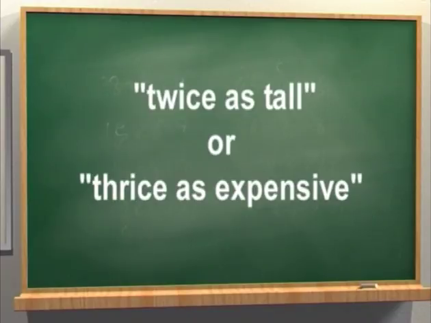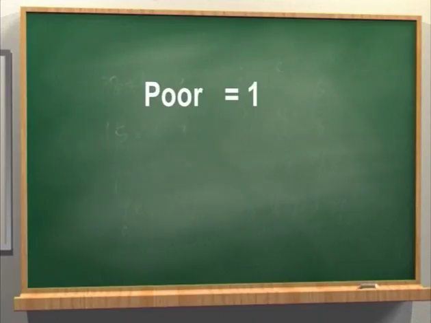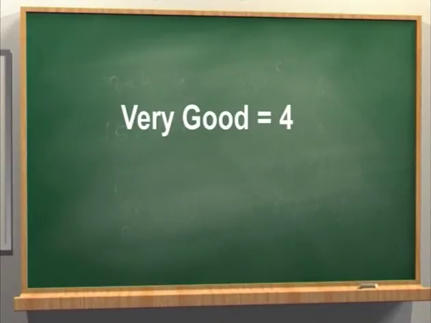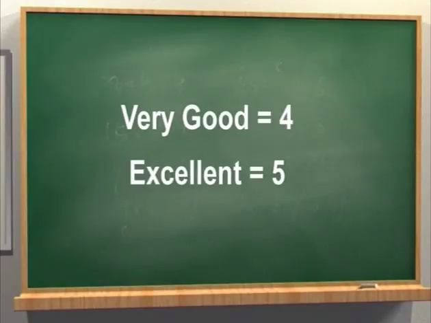For example, when speaking of heights or prices, it is meaningful to talk about twice as tall or thrice as expensive, and so on. On the other hand, ordinal data are values for which only order or ranking is meaningful. For example, when rating a college course, one could use a score such as poor is equal to 1, fair is equal to 2, good is equal to 3, very good is equal to 4, excellent is equal to 5. Arithmetic operations in this case usually do not make sense. It would be awkward to say 2 times fair is equal to very good.